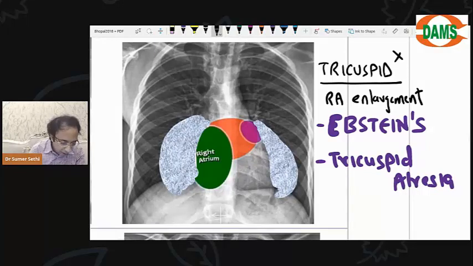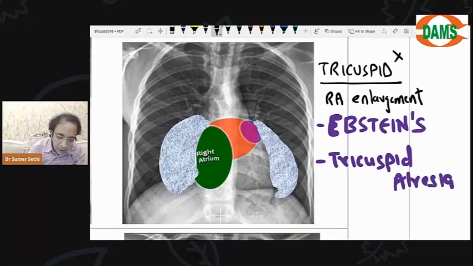So let's again answer. In tricuspid valve disease like Epstein's and tricuspid atresia, the right atrium enlarges, and because of massive enlargement of the right atrium, the apex is also lifted up. Now tell me something. If there is a disease in the tricuspid valve, blood from the right atrium cannot go into the right ventricle. So if less blood is going into the right ventricle, that means less blood is going into the pulmonary artery. So the pulmonary artery will be narrow.